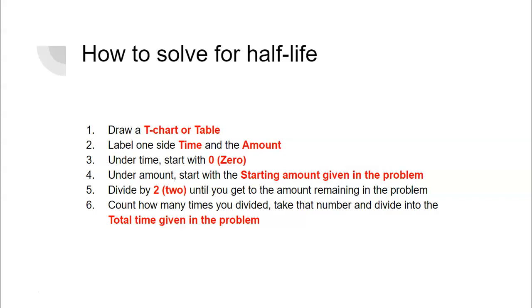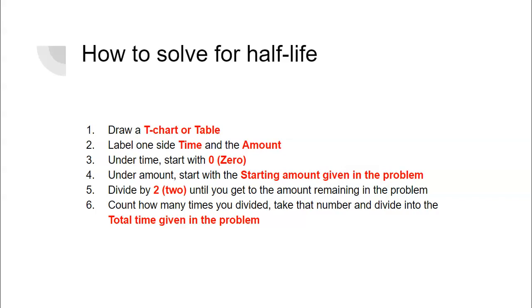Okay, again, this is where you might see 2 amounts, and you always want to put the larger amount starting first because you're going to divide in half. So if you're dividing in half, you always have to start with a bigger number. So you have your starting amount at the top, okay, with your 0. You are going to divide that amount by 2 until you get to the amount they tell you to get to. So if you start with 100 grams and they tell you to go to 25 grams, you divide by 2, and you divide by 2 until you get to 25 grams.